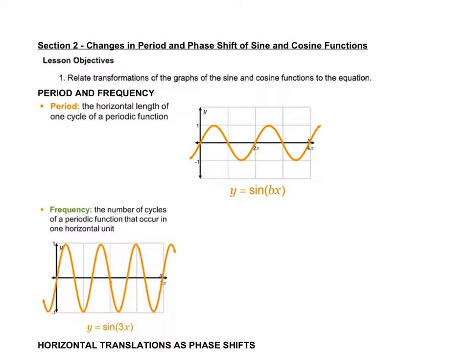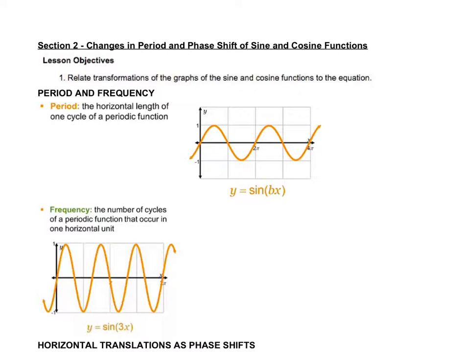This is a video over section 2, which is the changes in period and phase shift of sine and cosine functions. So our objectives today, we want to relate transformations of the graphs of the sine and cosine functions to the equation. Okay, so the first thing we want to talk about is period and frequency. Now we've already talked about period, but we want to talk about a little bit more of a formal definition. So the period is the horizontal length of one cycle of a periodic function.